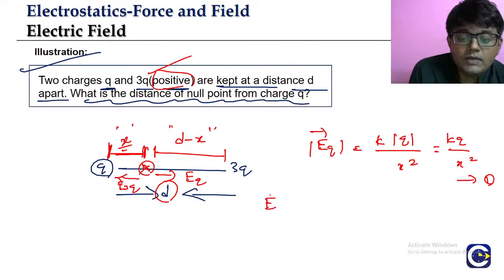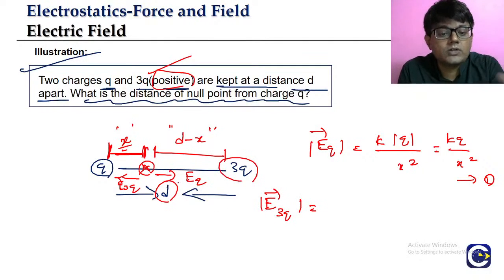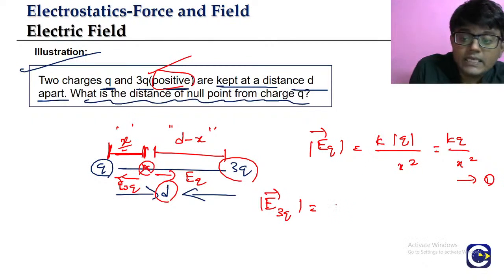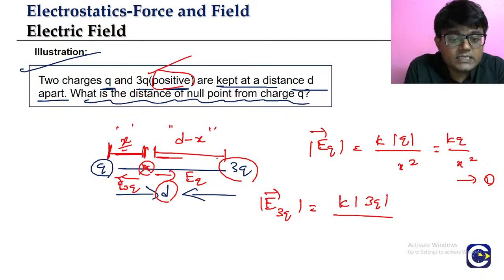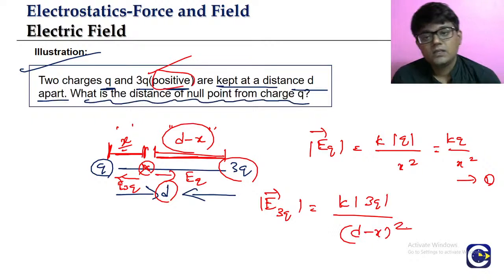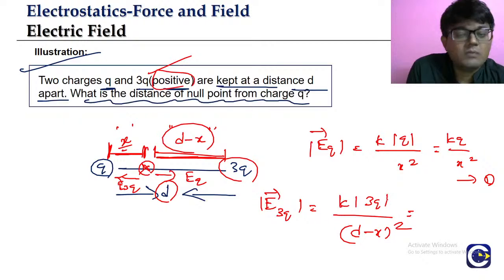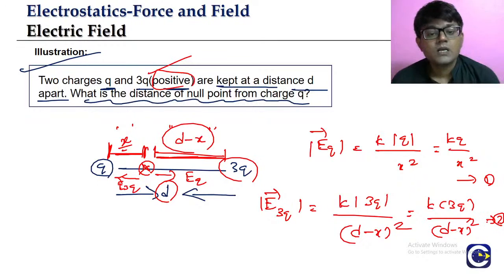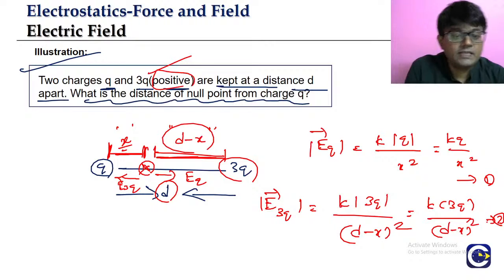Then we will look at the electric field because of the 3q charge at that same location, because we have to compare the electric fields at that location only. That is k into modulus of 3q divided by the distance to that location, which is d minus x. We don't need the modulus here either, because that is also a positive charge. So d minus x the whole square. Take this as equation 2.